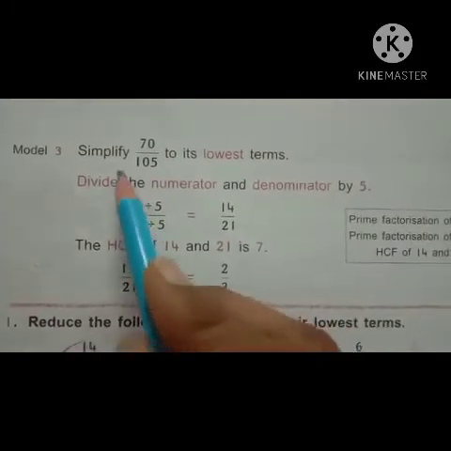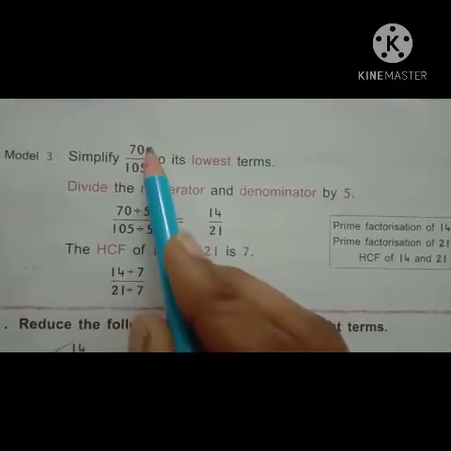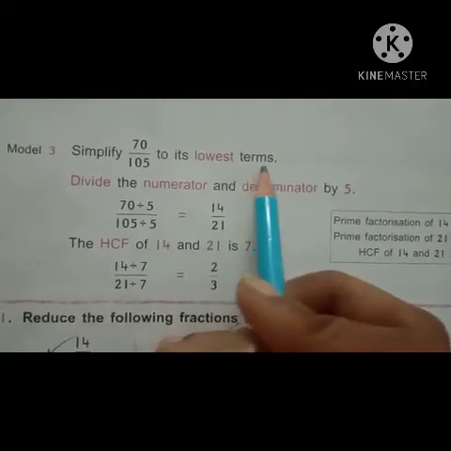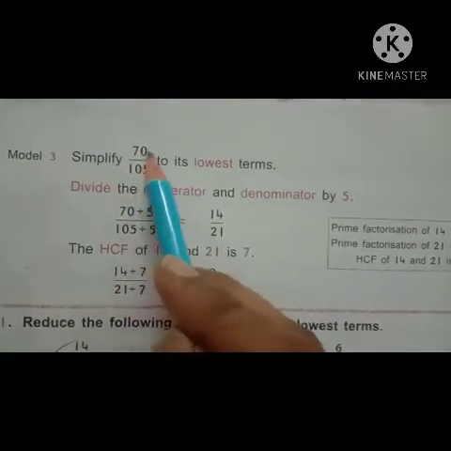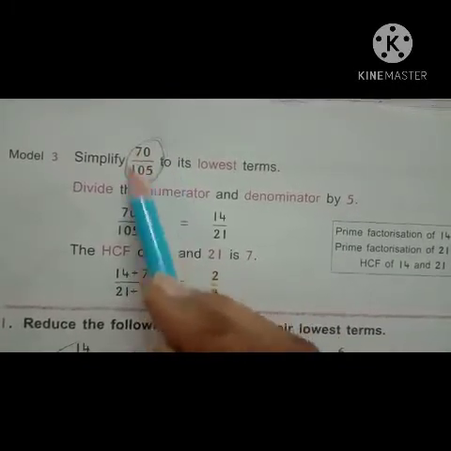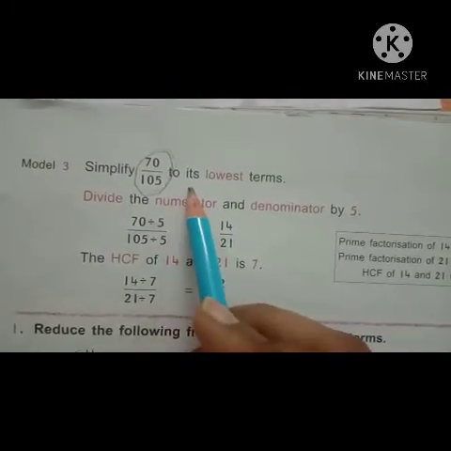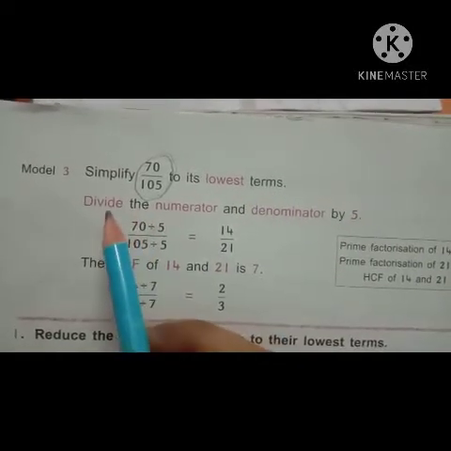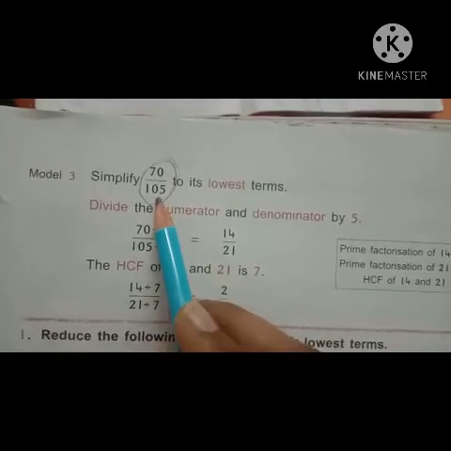See children, we will do it like this also. Simplify 70 by 105 to its lowest terms. We have to simplify 70 by 105 to its lowest terms. See here, 70 is there, here 105 is there.